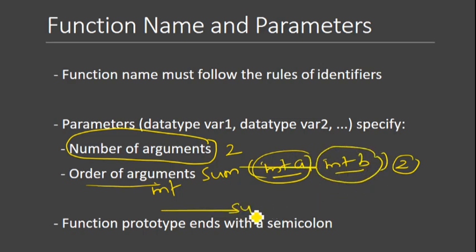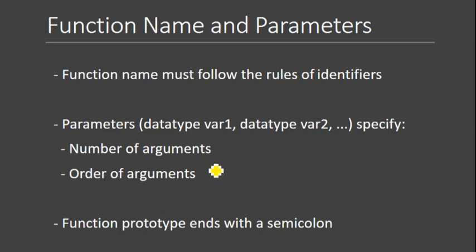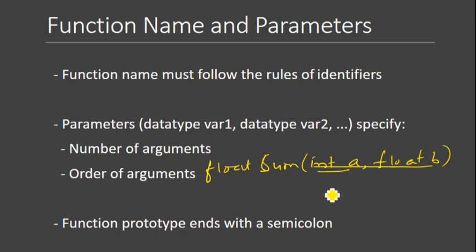Sometimes I may write like this: float sum of int a comma float b. Here I'm adding one integer number and one float number. So when you're adding one integer number and a float number, what is the result?